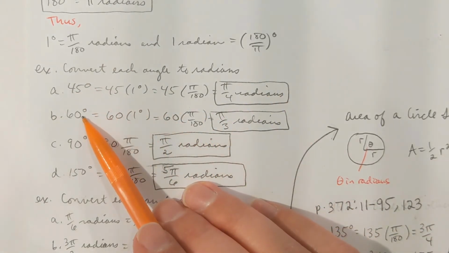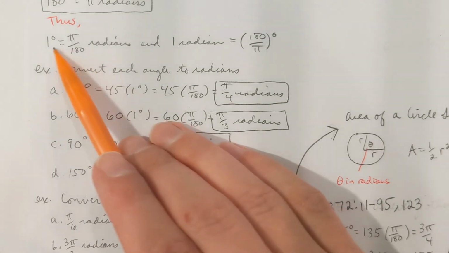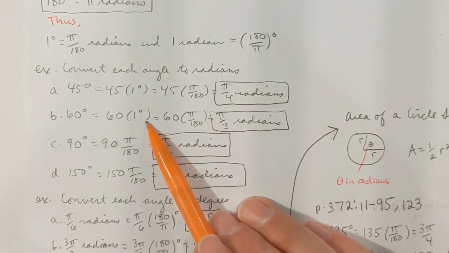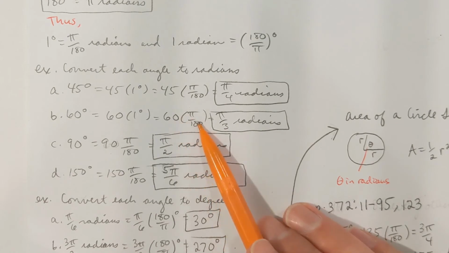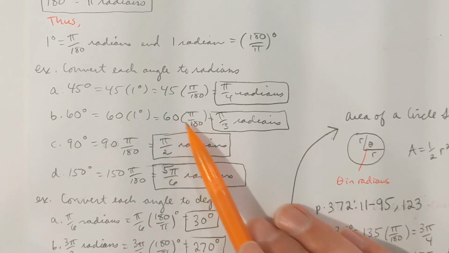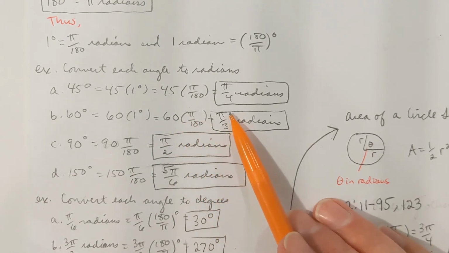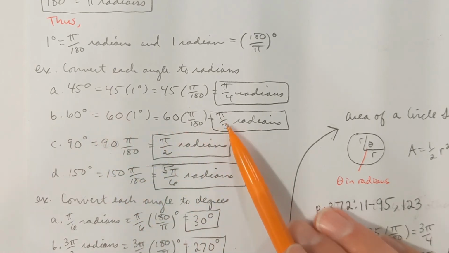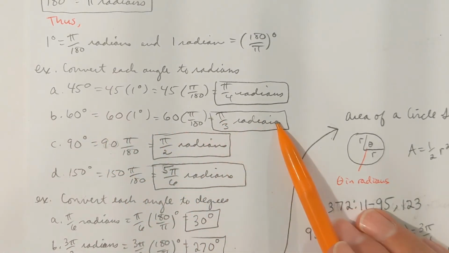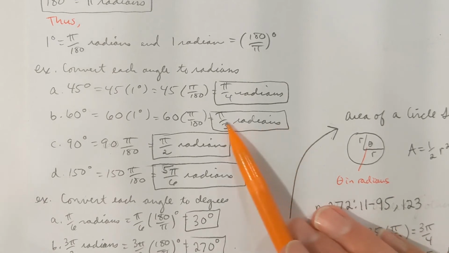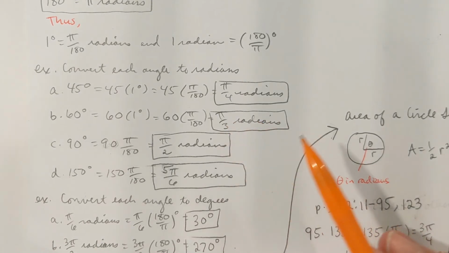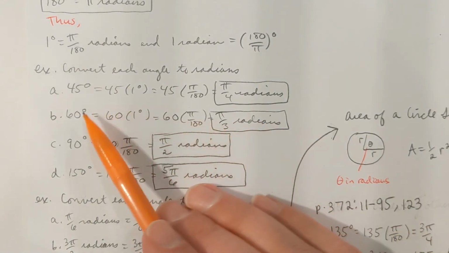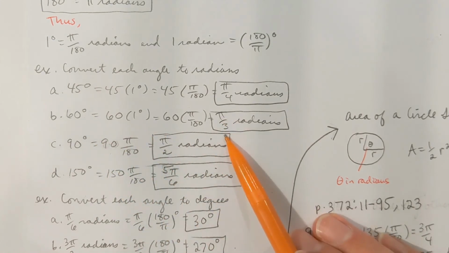If you have a 60 degree angle, again, 1 degree is the same as pi over 180 radians. By multiplying those numbers, 60 over 180 is 1/3. And so a 60 degree angle would be the same as pi over 3 radians. And by the way, whenever we have an angle in radian measure, you can write radians or not. If you don't write radians, it's understood to be in radian measure. Okay, so 60 degrees is the same as pi over 3.